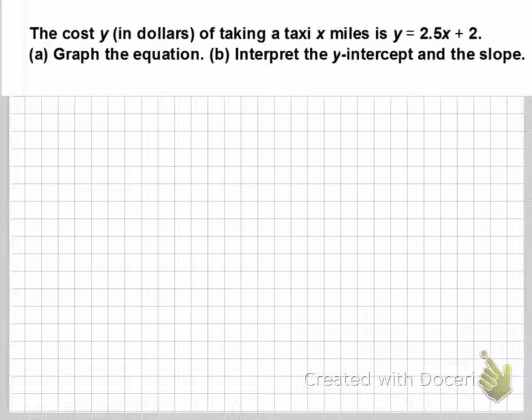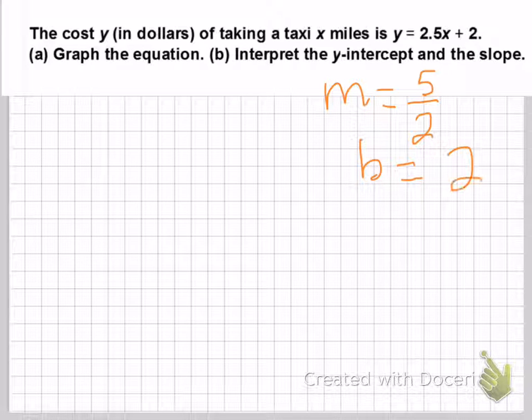The cost in y dollars of taking a taxi x miles is y equals 2.5x plus 2. We want to graph the equation. So let's look at my slope. My slope is 2.5, but I need it as an improper fraction. So 2 1/2 as an improper fraction is 5 over 2. So that's my slope. My y-intercept is positive 2. So now I can graph the equation.